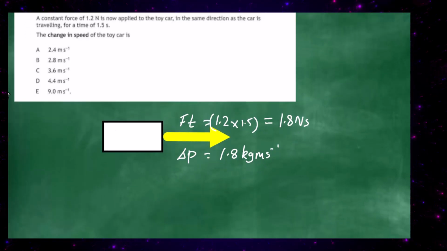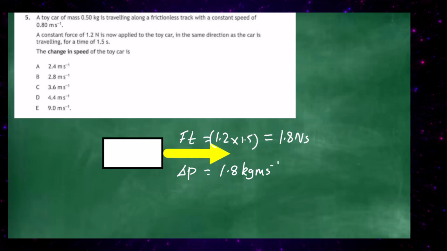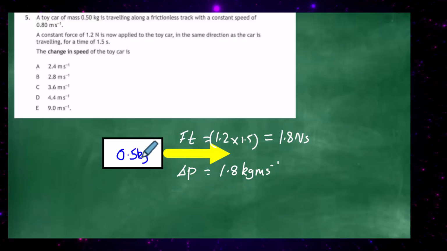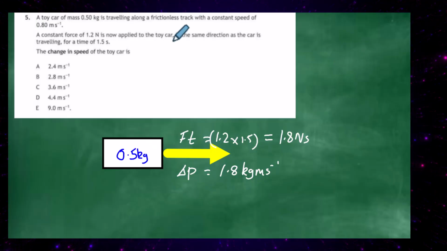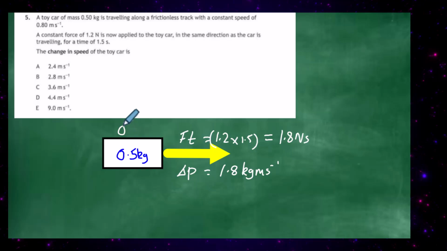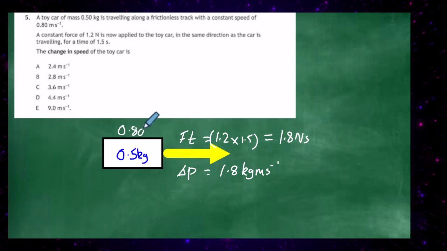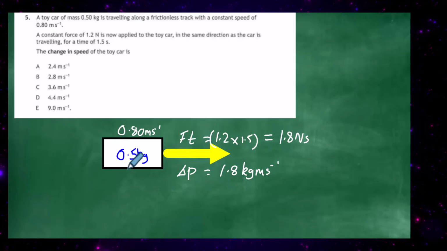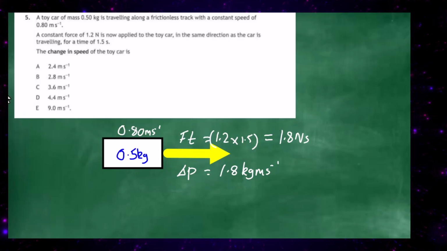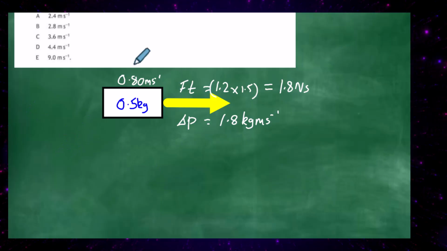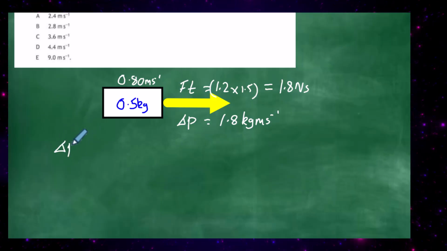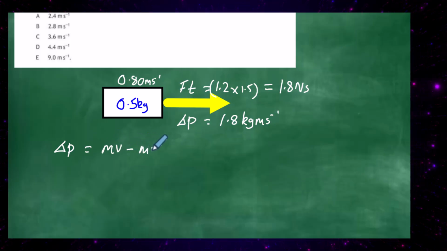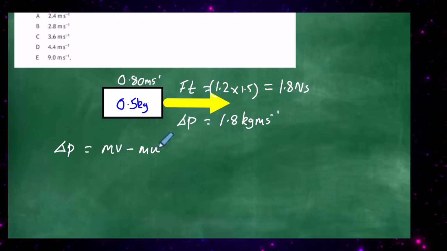The mass of the car before, we know it's going to be 0.5, so we can fill that in. We can say 0.5 kilograms. And we know it's going to be moving at 0.80 metres per second. So we can work out the momentum of the car, and then apply the change of momentum, because we know that the change of momentum, delta P, is equal to mv minus mu. That's the final momentum take away the initial momentum.